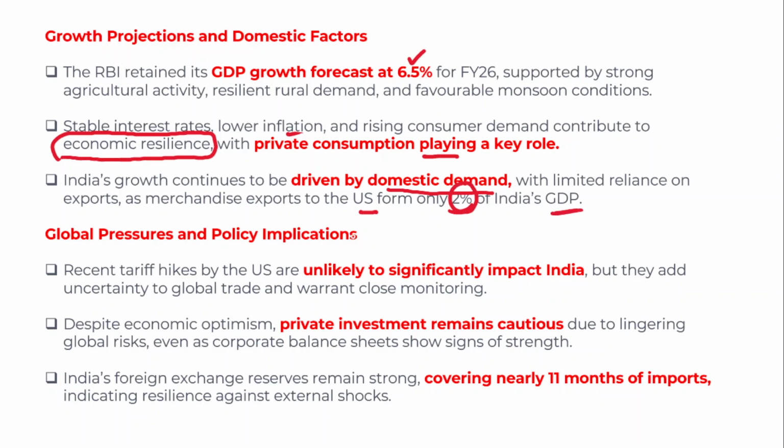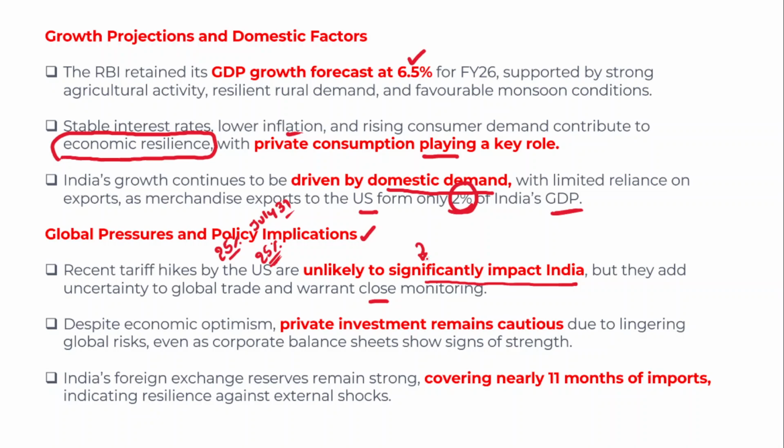So let's understand the global pressures and the policy implications as well. Recent tariff hikes by the US on Indian goods are unlikely to impact India, but they add uncertainty to global trade and warrant close monitoring. We all knew that the US imposed 25% tariffs on Indian goods on July 31st, and yesterday US President Donald Trump announced an additional 25% tariffs on Indian goods. However, they will not significantly impact India, but they add to global uncertainty.